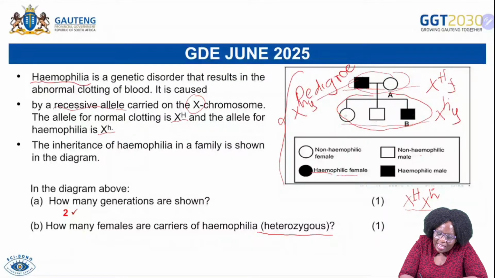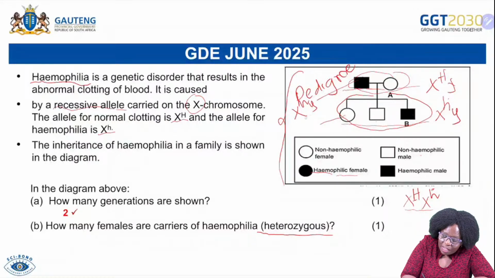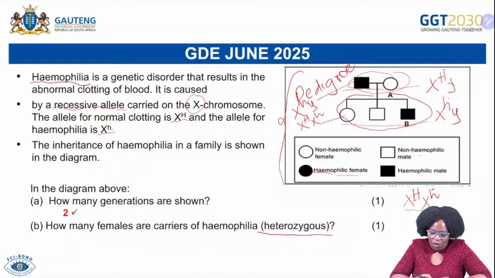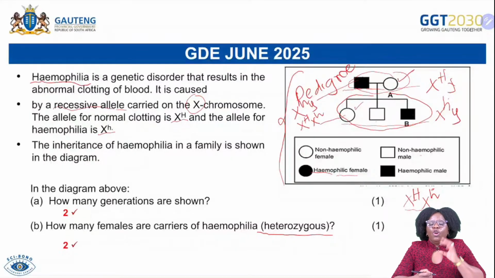Therefore, this female is not suffering from the condition, because she's not shaded. So this female is getting the capital letter from mommy and then getting the small letter from daddy. Therefore, you can now tell how many females are carriers, and our answer is 2. This female here is a carrier and this female is also a carrier. I hope that you understand the dynamics.